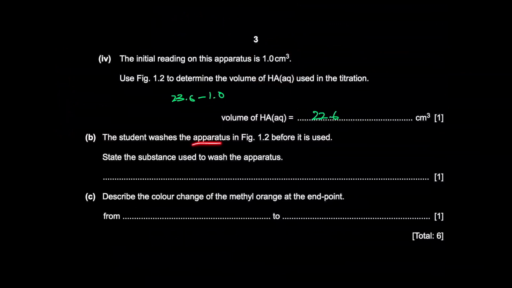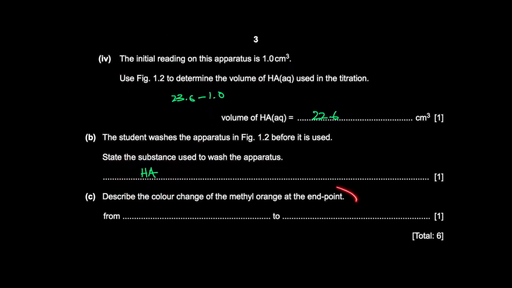The student washes the apparatus before it is used. State the substance used to wash the apparatus. Whenever you're using a burette in a titration, you should use the same thing that you're titrating with, right? Or titrating against. So if you're putting acid in the burette, you should wash the burette with the acid itself. Okay, so first we wash the burette with distilled water and then we wash the burette with the acid.